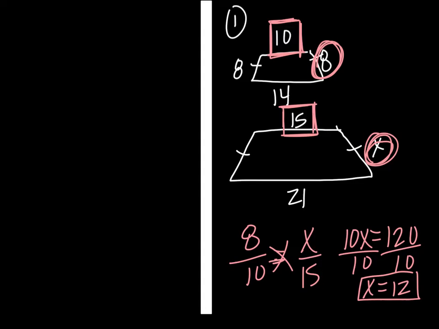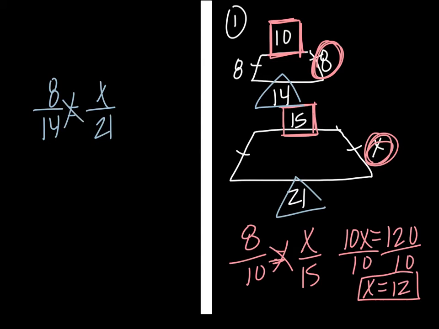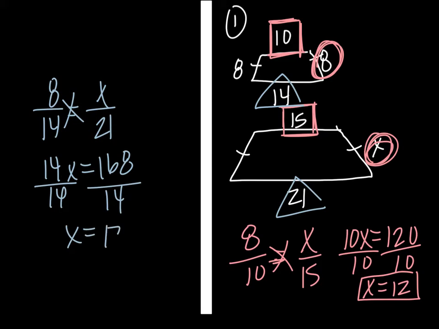Let's try using the 14 just to see if we get the same thing. So 14, let's say we use 8 over 14 equals x over 21, since 14 goes with 21. Okay, so 8 times 21 gives you 168. Divide both sides by 14, and we do get x equals 12.